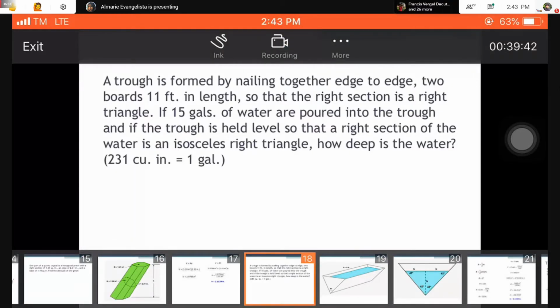A trough is formed by nailing together edge to edge two boards 11 feet in length so that the right section is a right triangle. If 15 gallons of water are poured into the trough and if the trough is held level so that a right section of the water is an isosceles right triangle, how deep is the water? So, they gave a conversion here, which is 231 cubic inches is equal to 1 gallon.